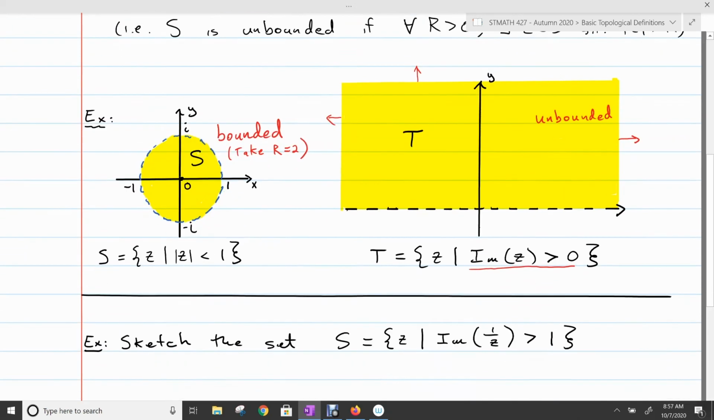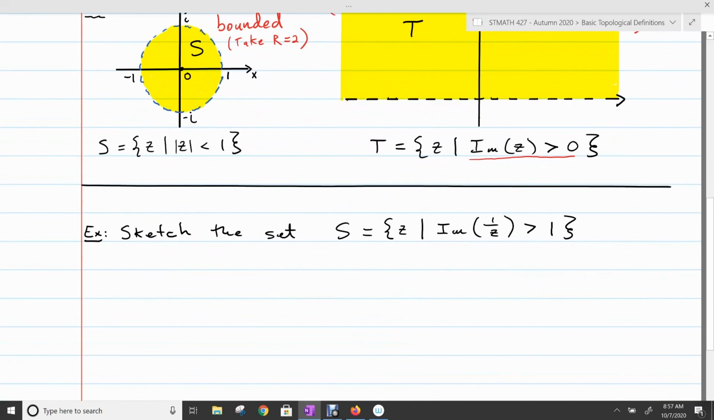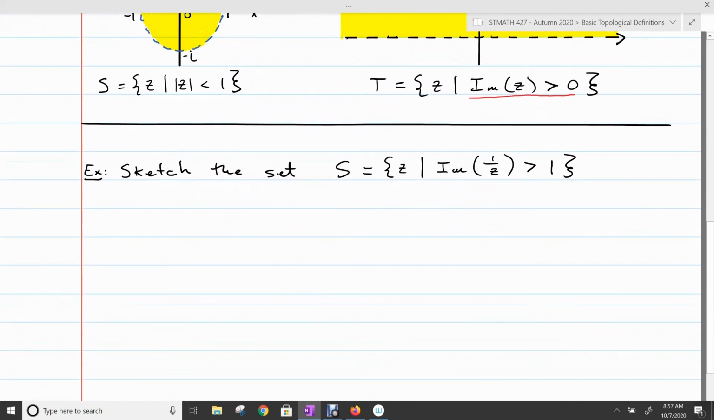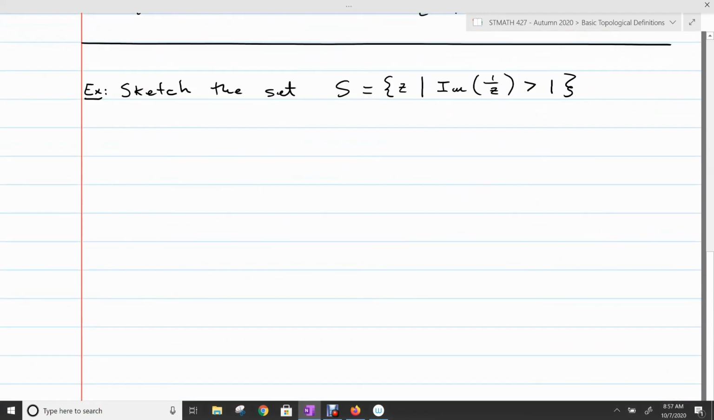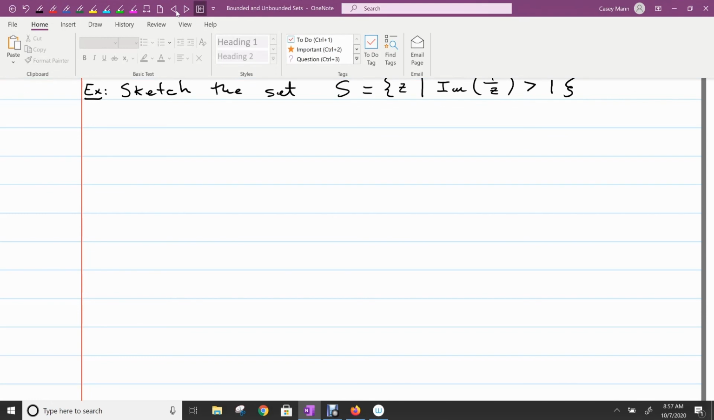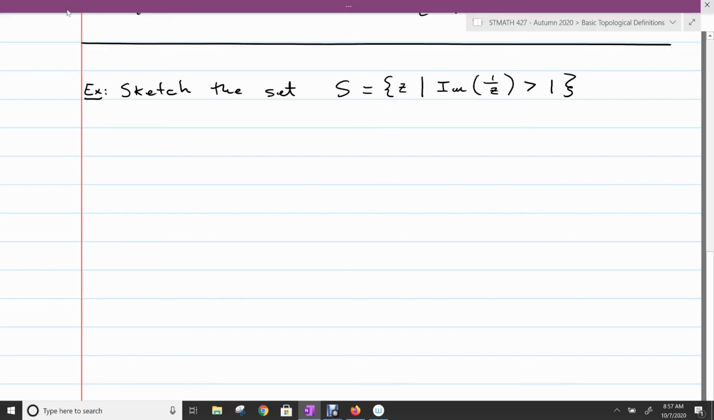It's also important that, if someone gives some sort of analytic description of a set, you can figure out what that set looks like. So here's an example. The set S is described as the set of z's where the imaginary part of 1 over z is greater than 1. Now when I look at that, I'm not getting any kind of geometric intuition out of that. So it's helpful sometimes to take that analytic description and come up with a geometric description so that you can graph it. Let's see if we can come up with something here.